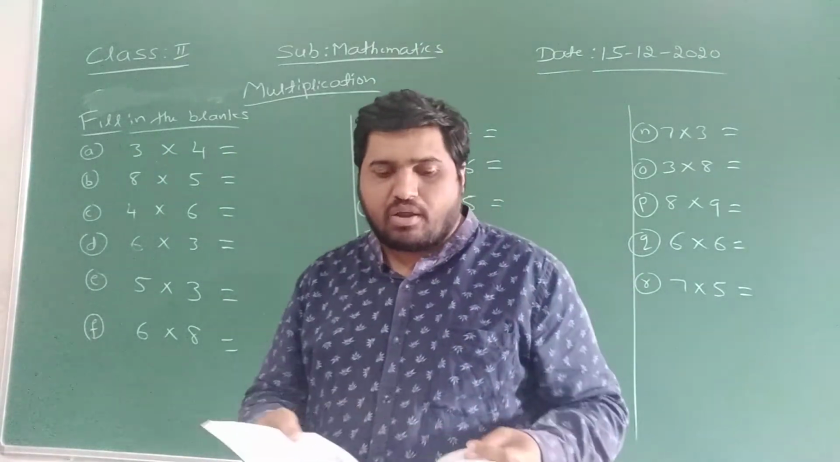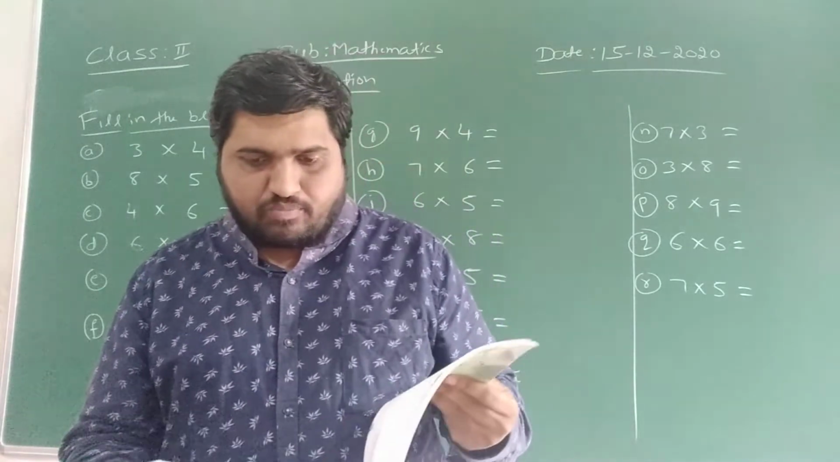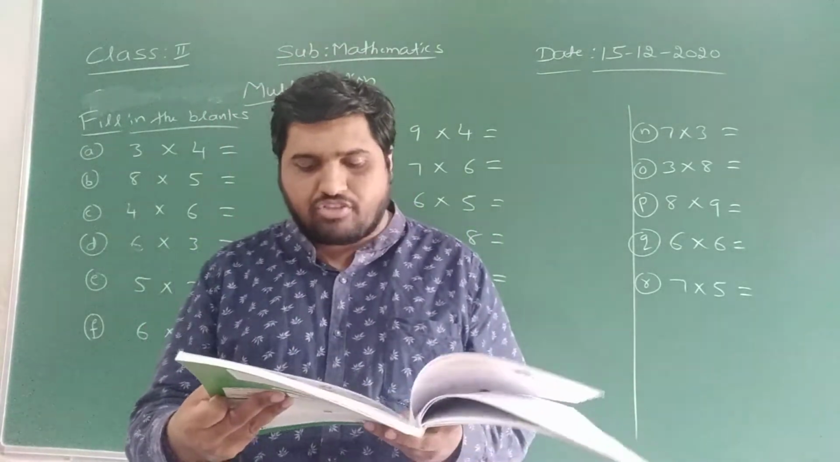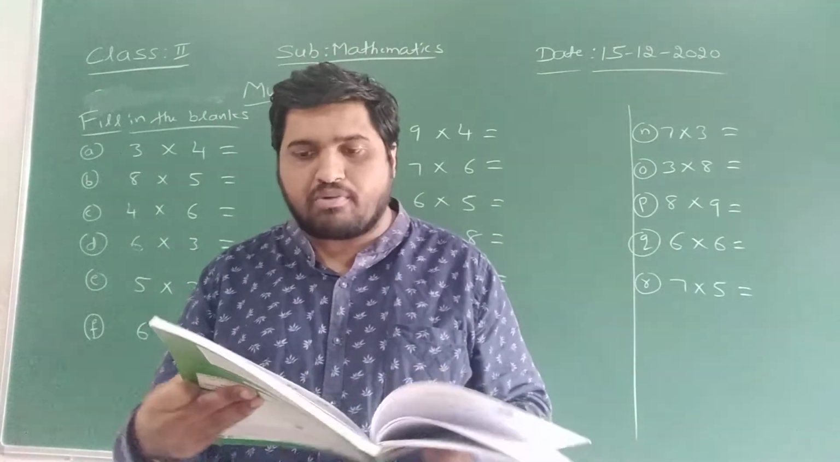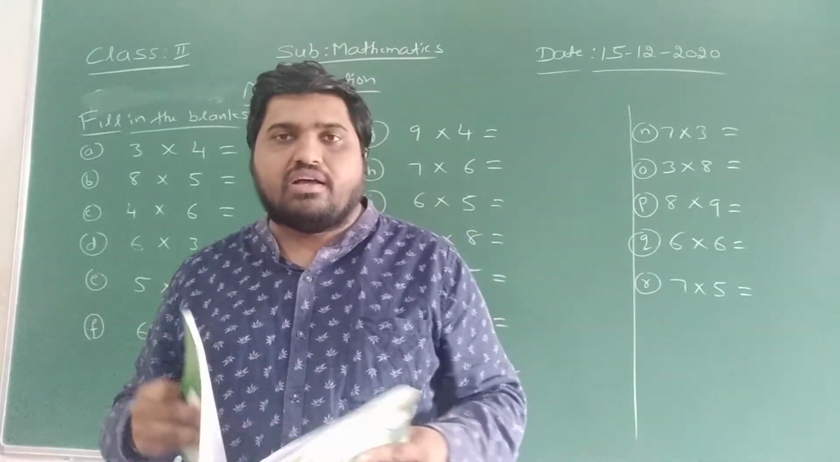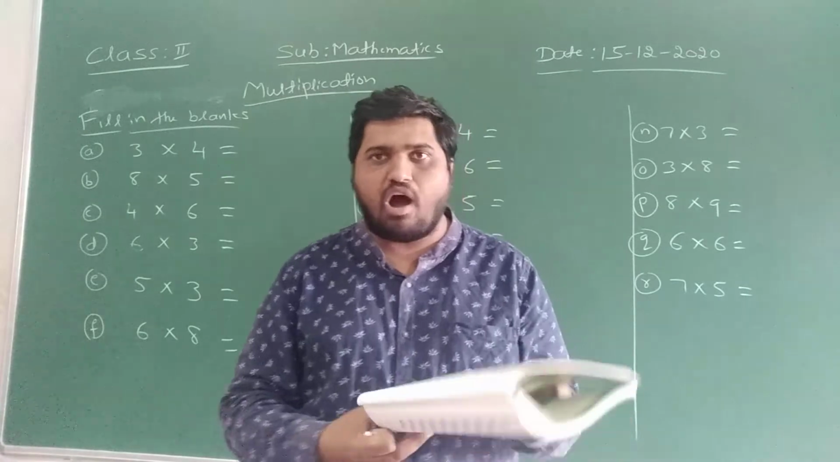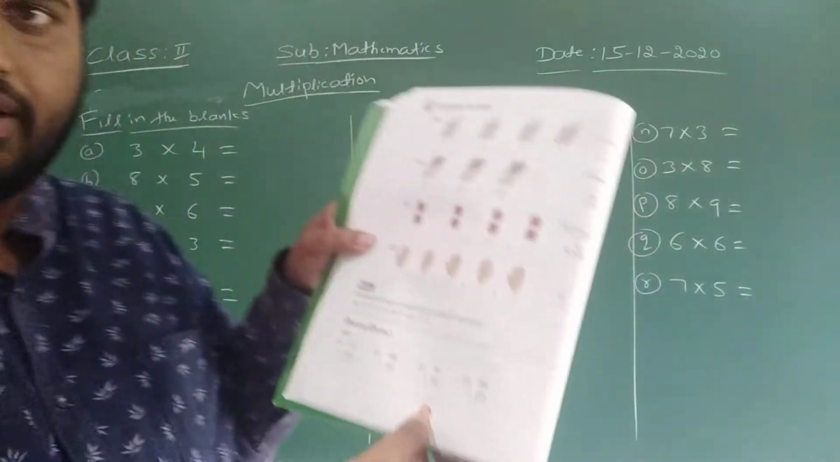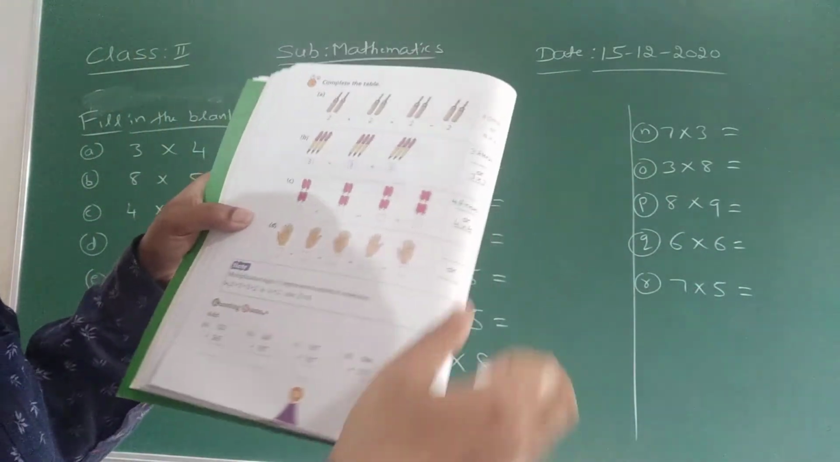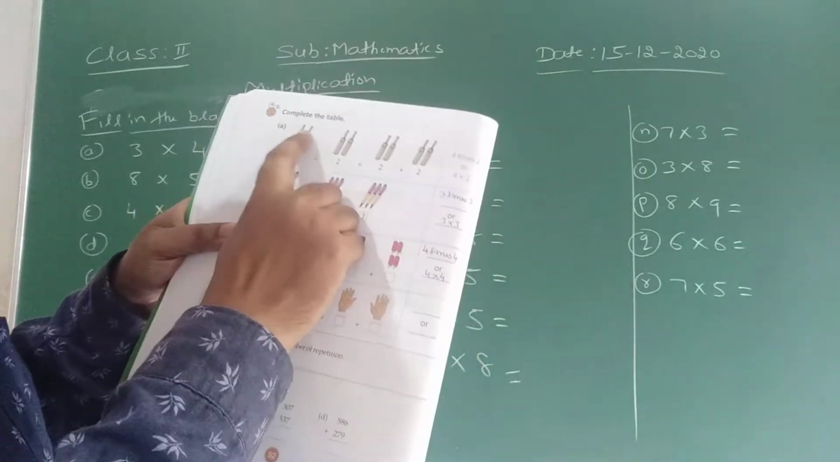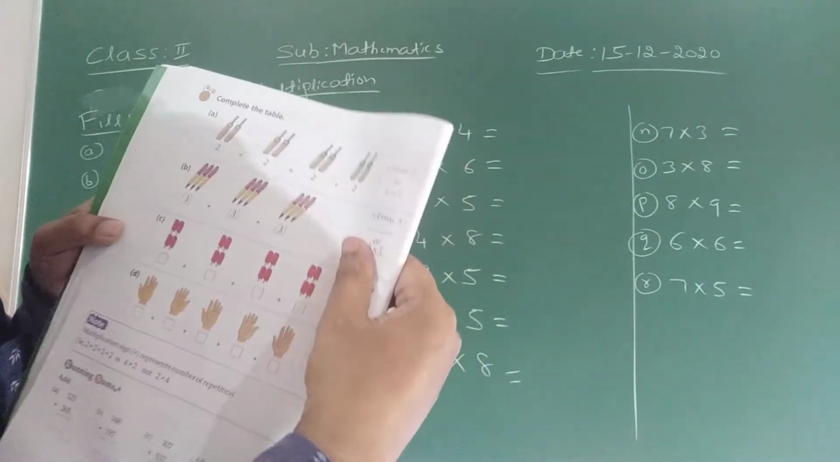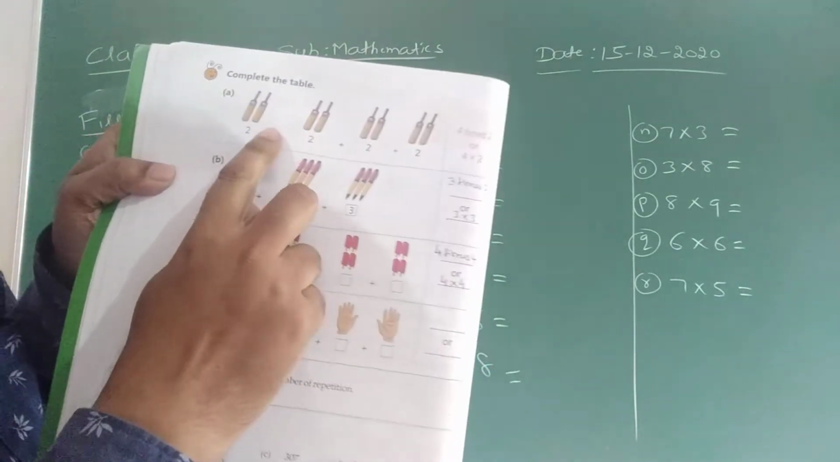Okay children, now today, yes, you have to open your textbook, page number 51. Okay. Now, in your textbook, the page number 52, all of you see the page number 52. Now, what is the question here? Complete the table. Okay. Now, you can observe children.